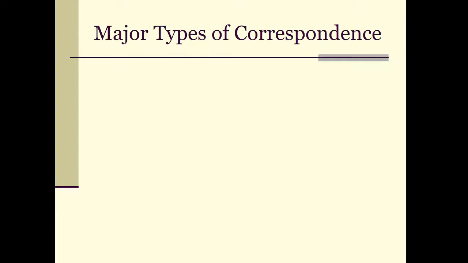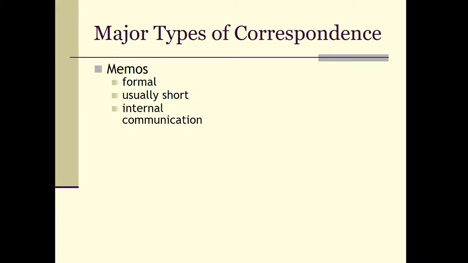We're going to talk about three major types of correspondence. First off, we have memos. These things are formal documents. They're usually fairly short, a couple of pages, and they're used internally. So you're going to work at a company, you're going to write something to a coworker, to a supervisor, you write a memo, it goes in the company files, it stays forever.